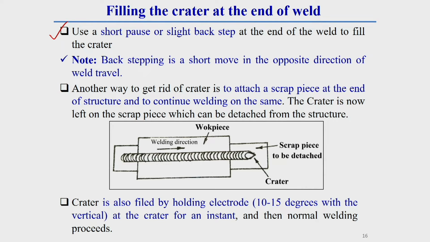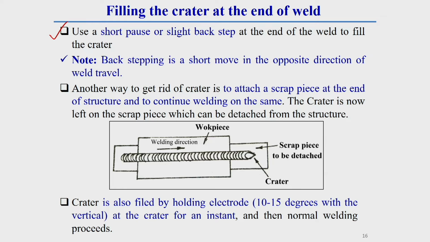Here you use a short pause or slight back step at the end of the weld to fill the crater. What is backstepping? Backstepping means a short move in the opposite direction of weld travel. That means wherever there is a crater, you move your electrode back, fill it, and do the welding operation again. So, this is one way.